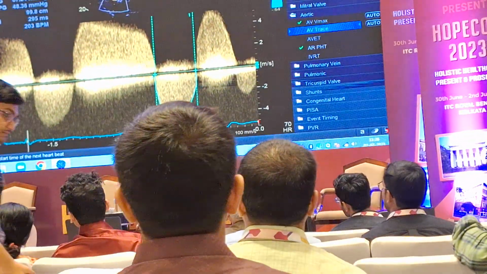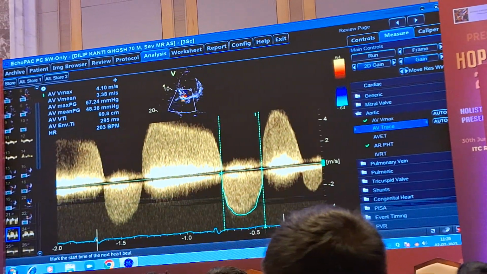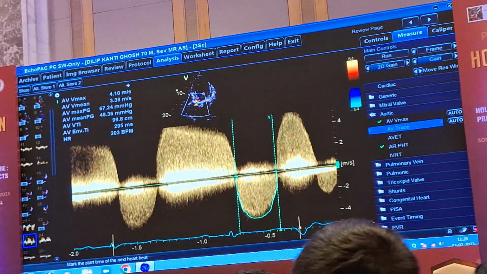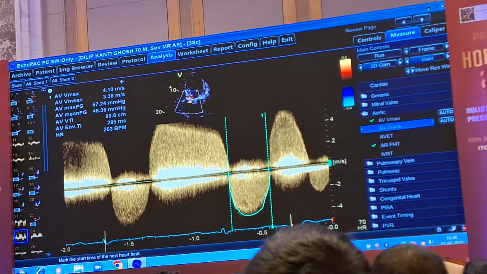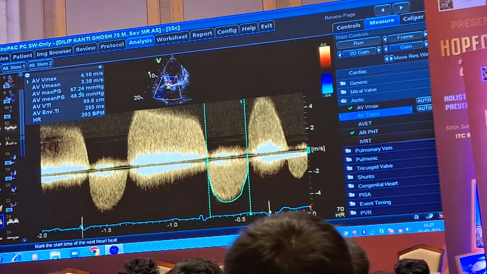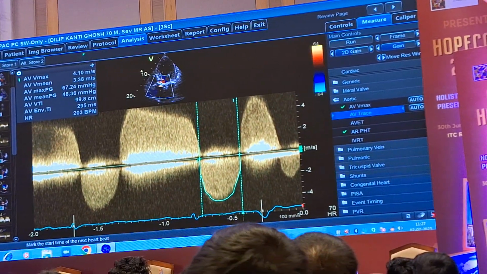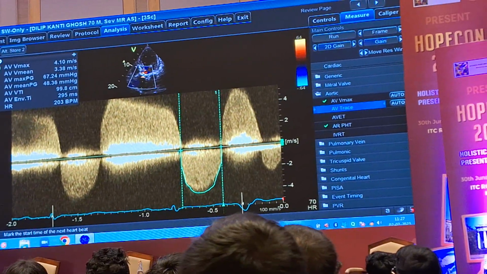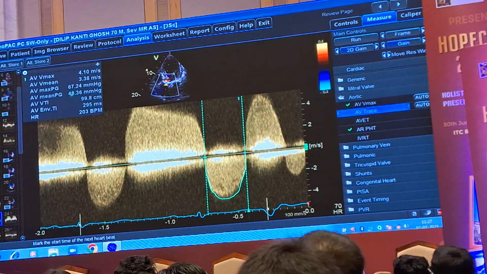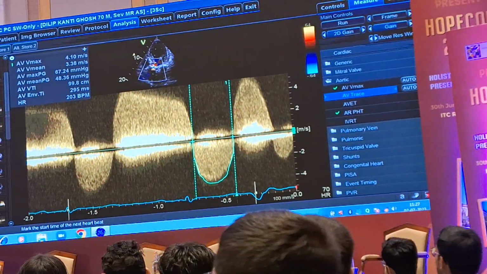How much mean gradient is required to call it severe aortic stenosis? Can anybody tell? Because mean gradient is most important. You can use the peak gradient also. If the peak velocity is more than 4 meters per second, it is severe aortic stenosis. If the mean gradient is more than 40 millimeters of mercury, it is severe.